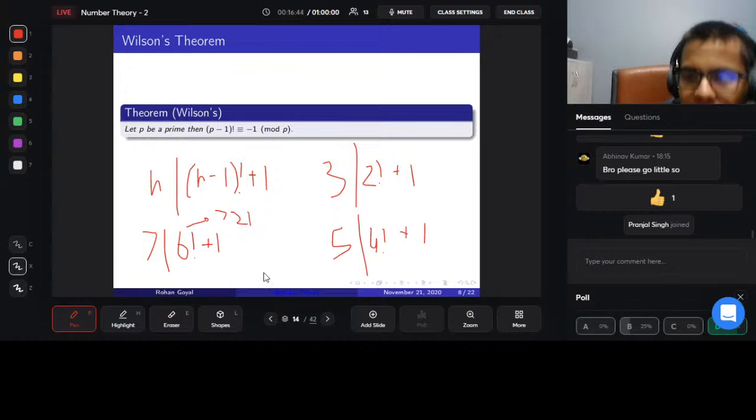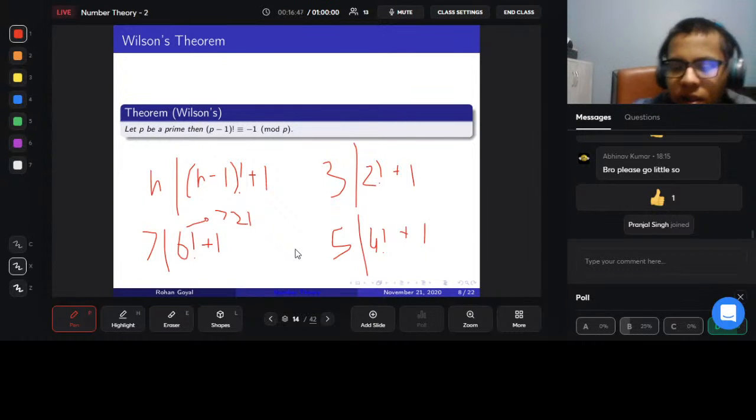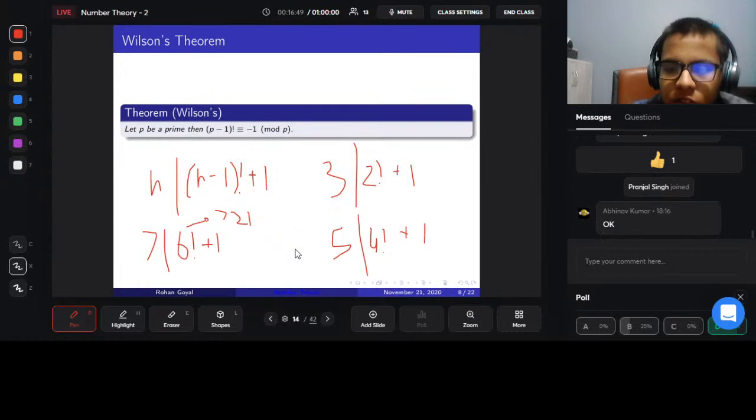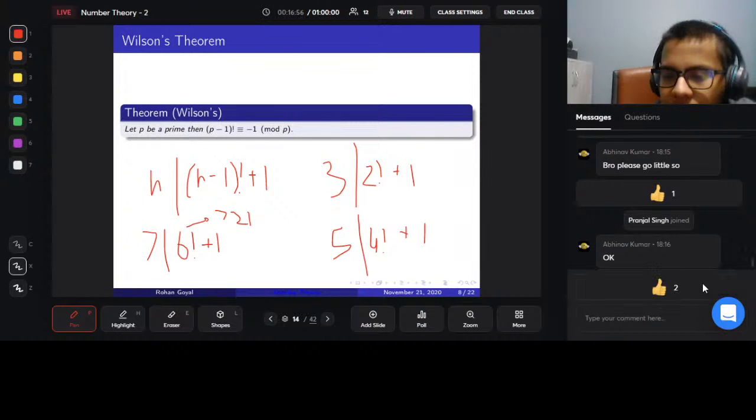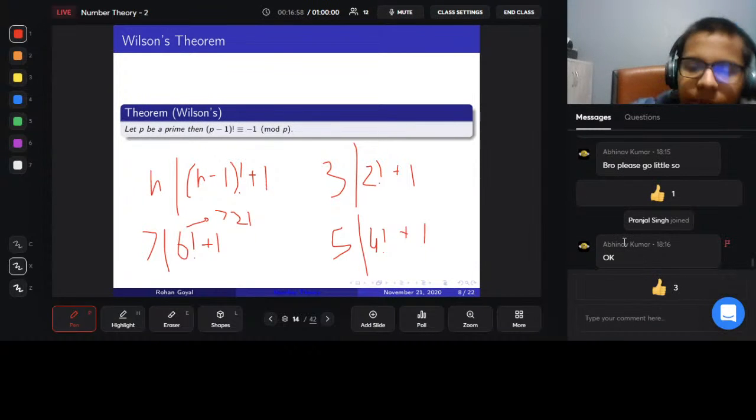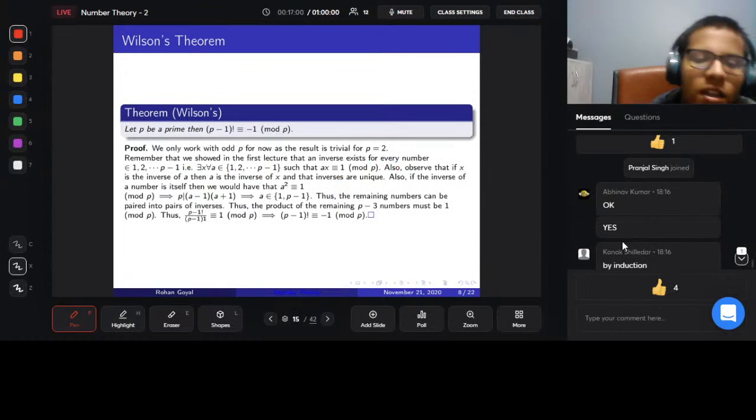Okay. So now how do we prove this? This is a very nice theorem. Does everyone understand the theorem statement at least? Okay, great.